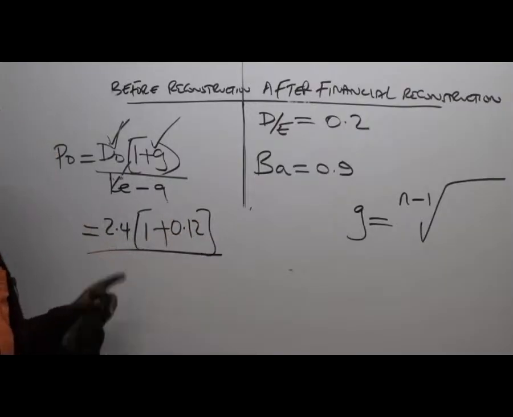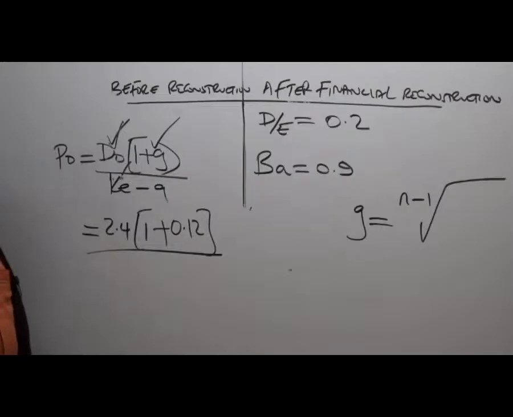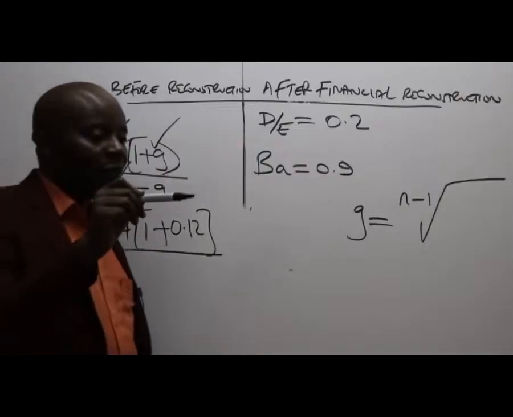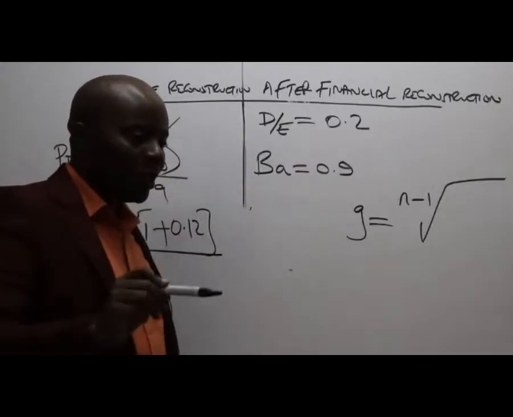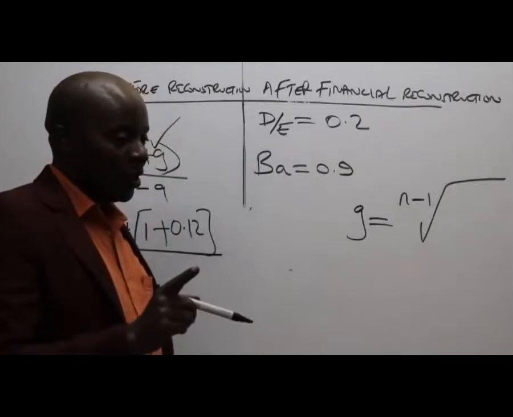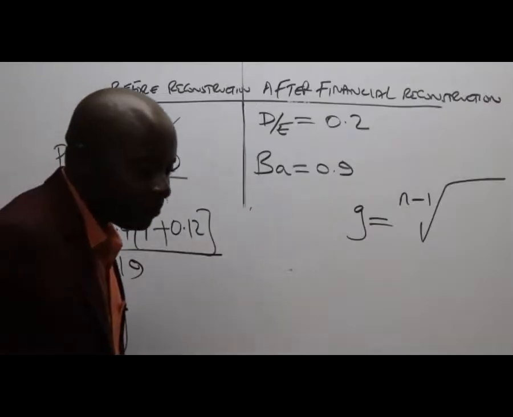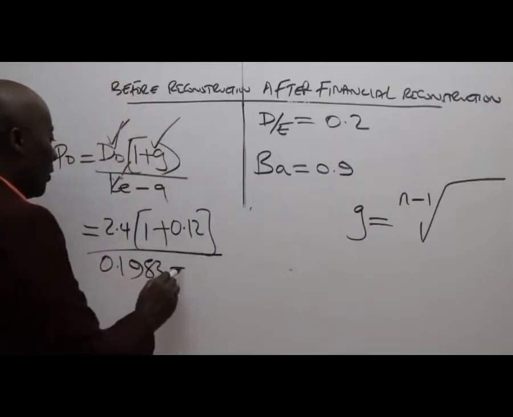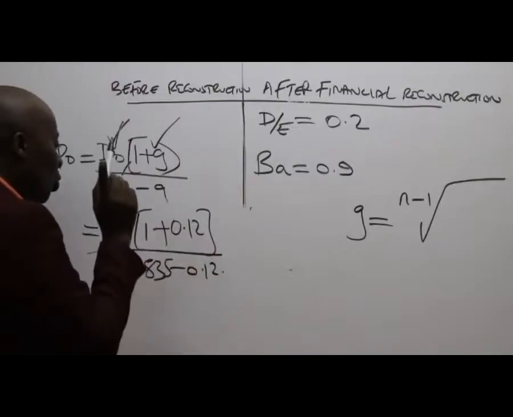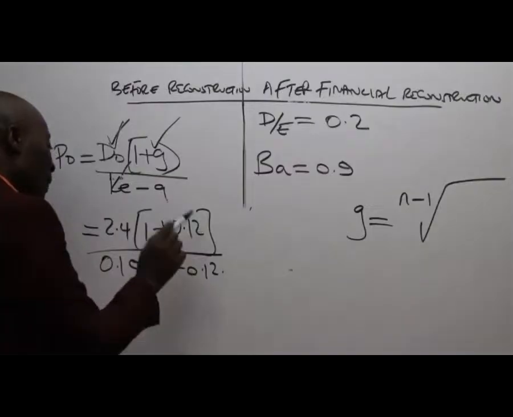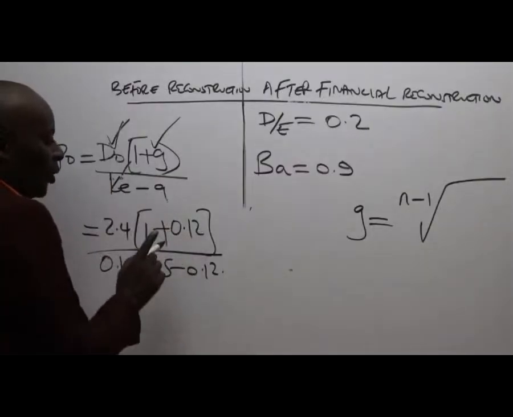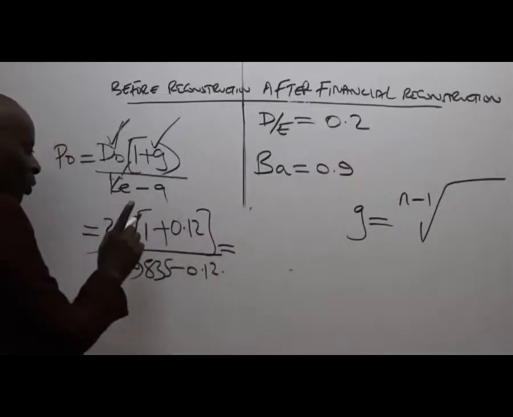Is there somebody who can remind us what the cost of equity was? Cost of equity must always be given as point something. Never put it in the form of a percentage, you'll go wrong. So it will be 0.835 minus the growth rate of 0.12. Could you kindly go slowly, get the numerator, get the denominator, and then divide.